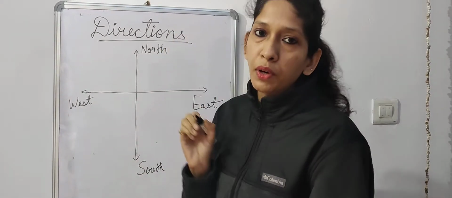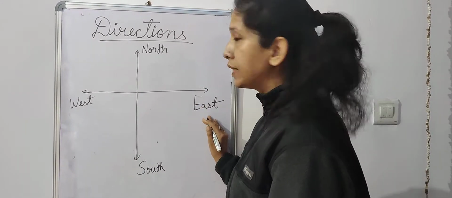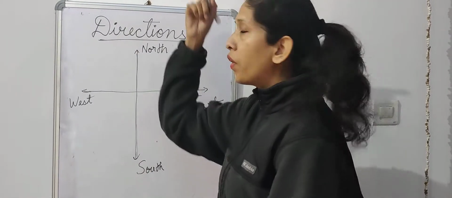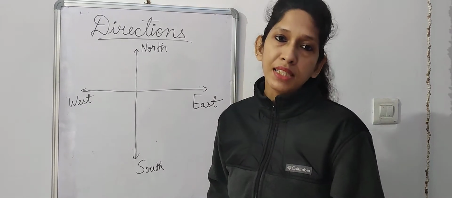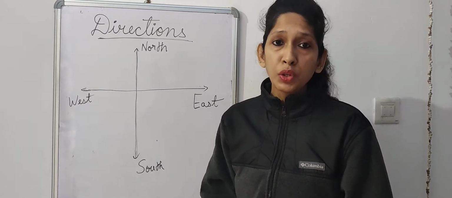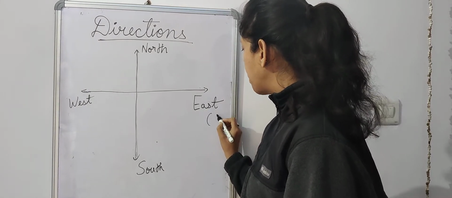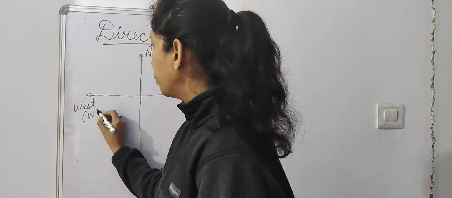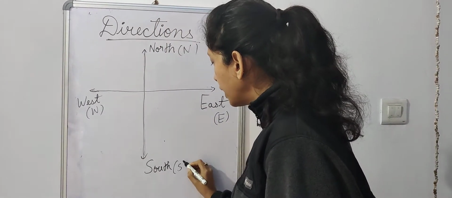So is it clear to all of you? There are four directions. On the right hand side there is east. On the left hand side there is west. On the top there is north and on the bottom there is south. Always we should know that east will be indicated by E, west by W, north by N and south by S.